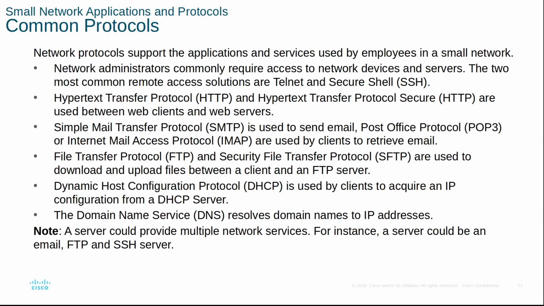HTTP and HTTPS. The S is missing on the slide here; there should be an S there. These are for connecting to a website in a browser and interacting with the company. SMTP, POP3, and IMAP are for email.